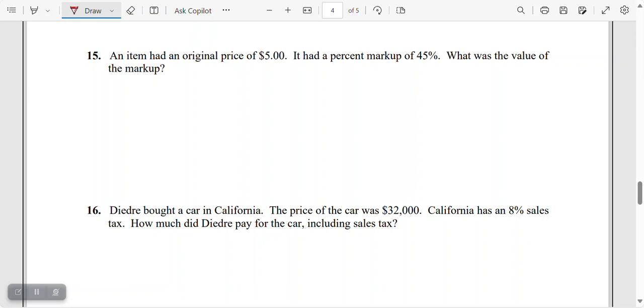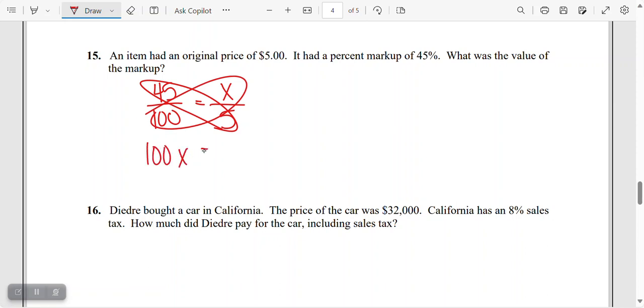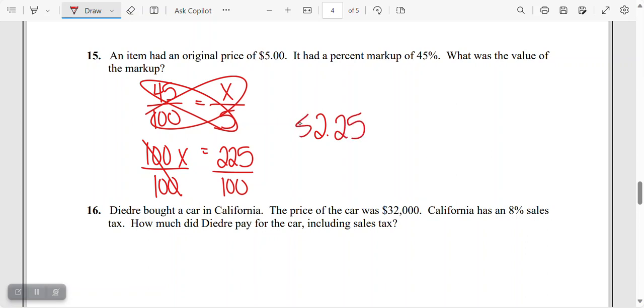So in this one, you can use the percent equation or the proportion. 45 over 100 equals x over 5. We cross multiply. 100x equals 225, 45 times 5, dividing both sides by 100, and we get $2.25. Please make sure your answer has a dollar sign. It does not ask you for the new price of the item with the markup, it just asks for the markup.